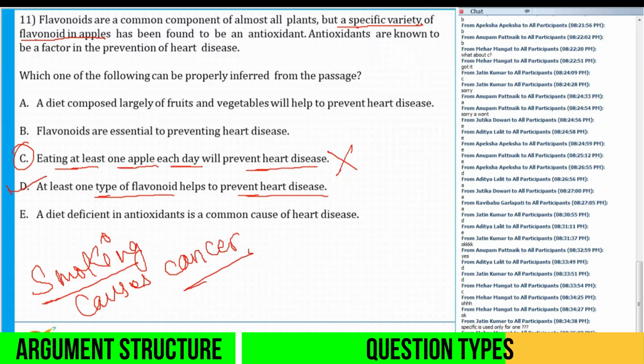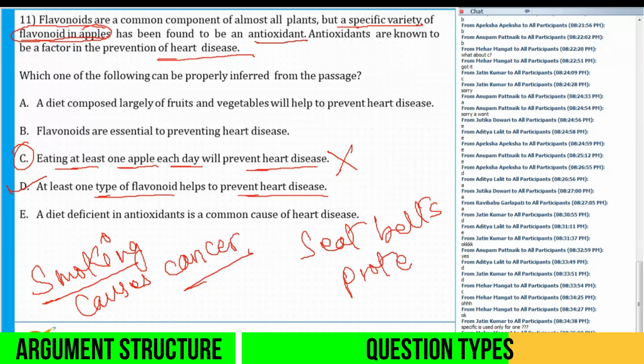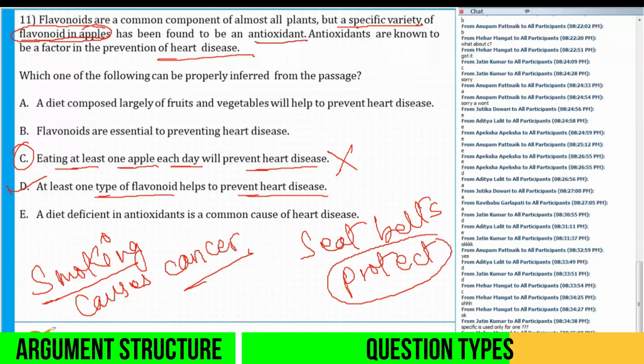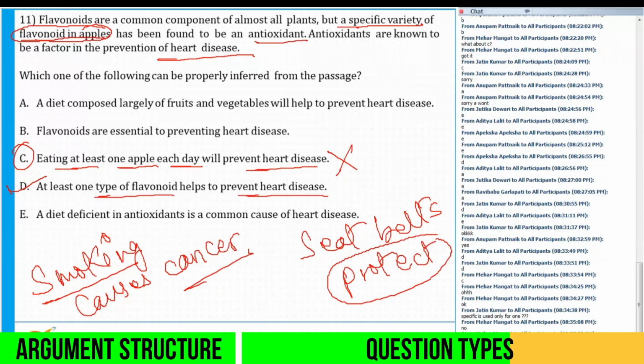No. So flavonoid is present in apples, and because flavonoid is an antioxidant, it prevents heart diseases. But the mere fact that I'm eating apples, does it necessarily mean that it will prevent heart disease? No. When you wear seat belts, seat belts protect you during accidents. Can I say with certainty that if you're wearing a seat belt, you are protected? No, that is why number C is wrong.